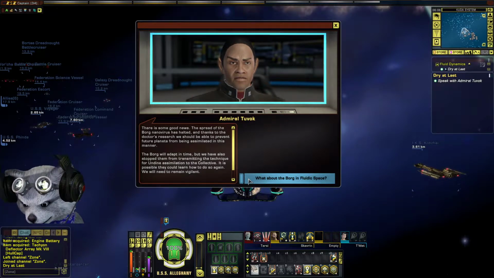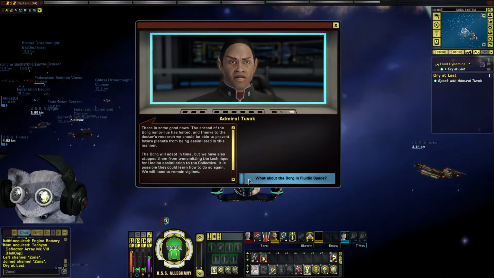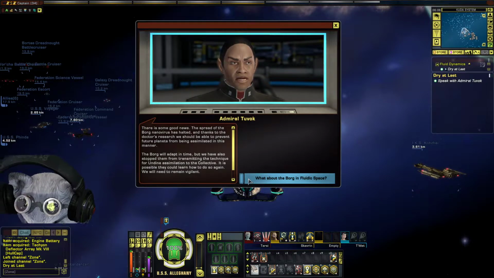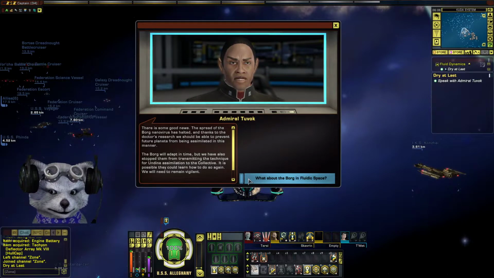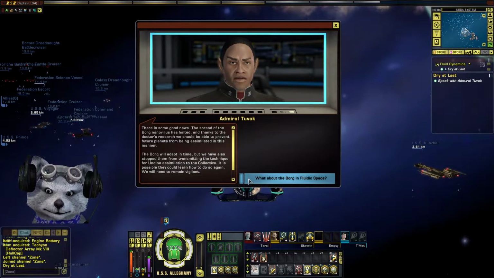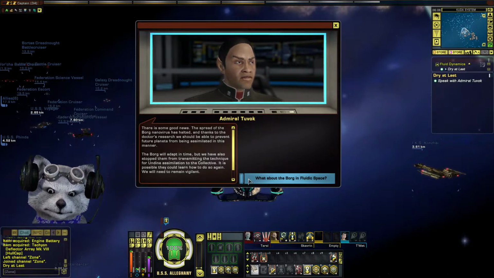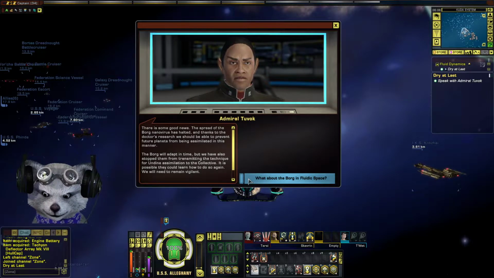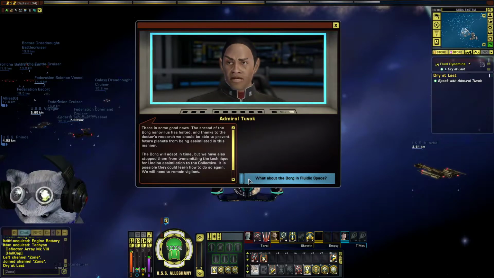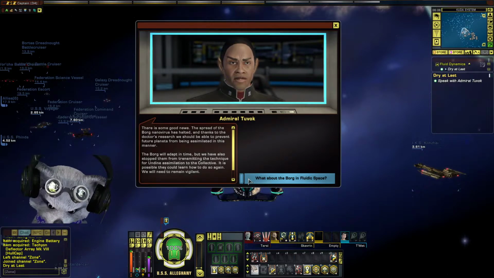The spread of the Borg nanovirus has halted, and thanks to the Doctor's research, we should be able to prevent future planets from being assimilated in this manner. The Borg will adapt in time, but we have also stopped them from transmitting the technique for Undine assimilation to the collective. It is possible they could learn how to do so again. We will need to remain vigilant.